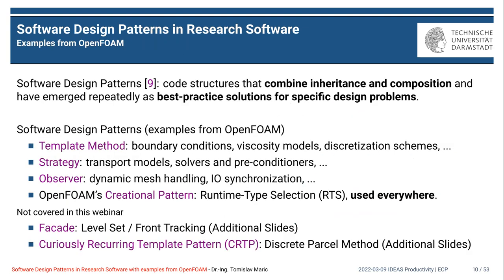They were not made up by someone using a piece of paper. They were actually code structures, source code structures that emerged in time, right? They combined inheritance and composition, and they emerged as best practice solutions for these specific design problems. Different software engineers had encountered the same design problems, probably in different companies or institutions. And through the years of using object-oriented programming, these patterns basically emerged as best practice solutions.